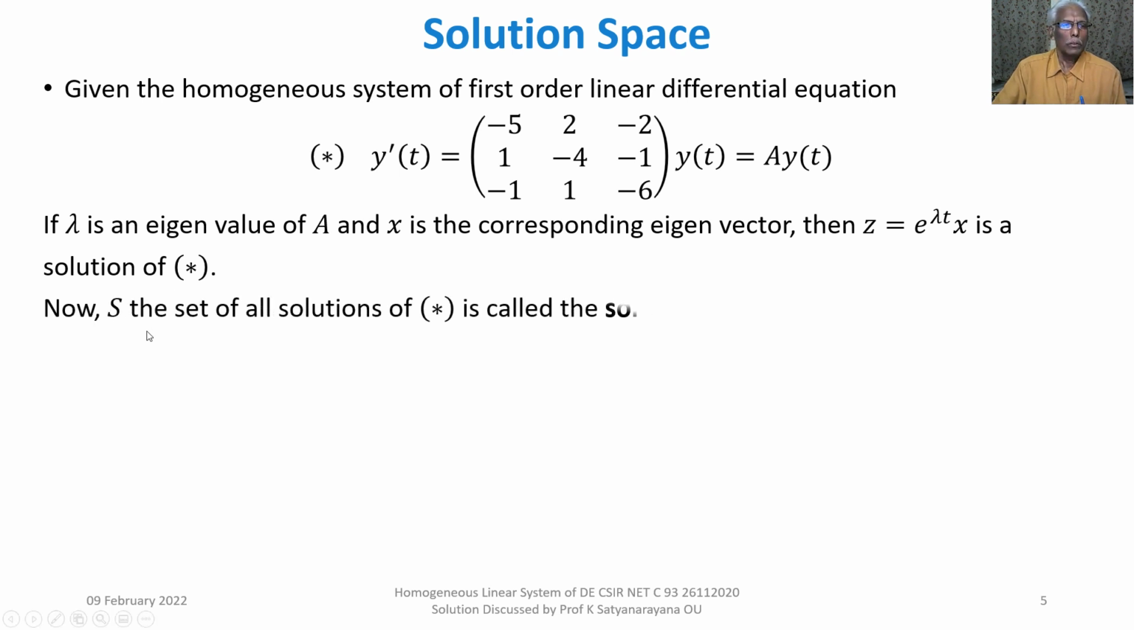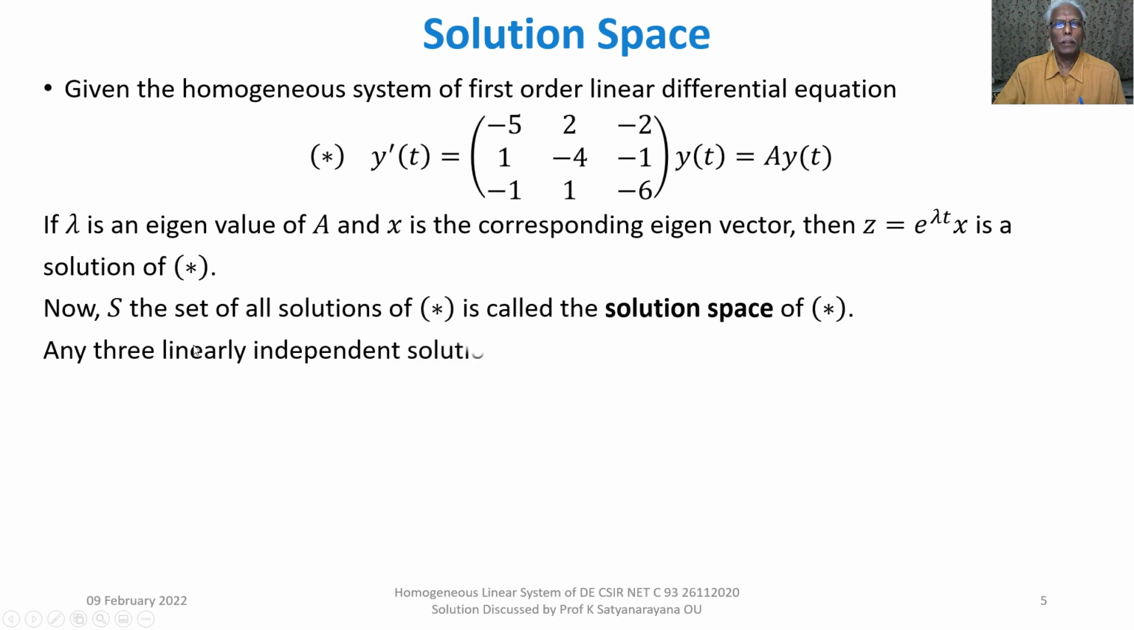Now, let S be the set of all solutions to star. Then it forms a vector space called the solution space of star. Any 3 linearly independent solutions in S form a basis of S.